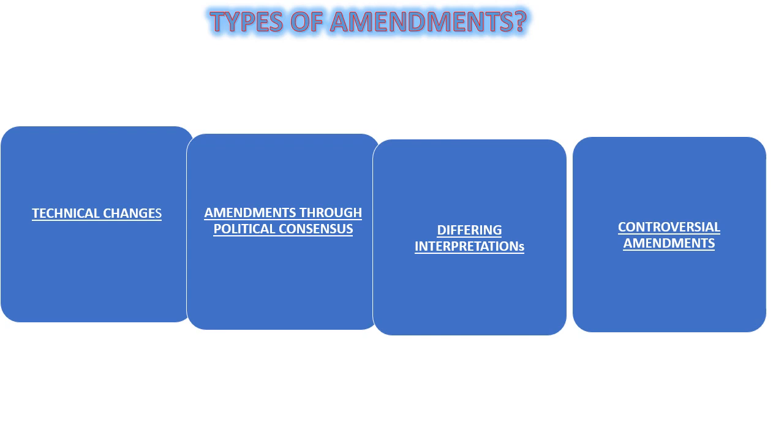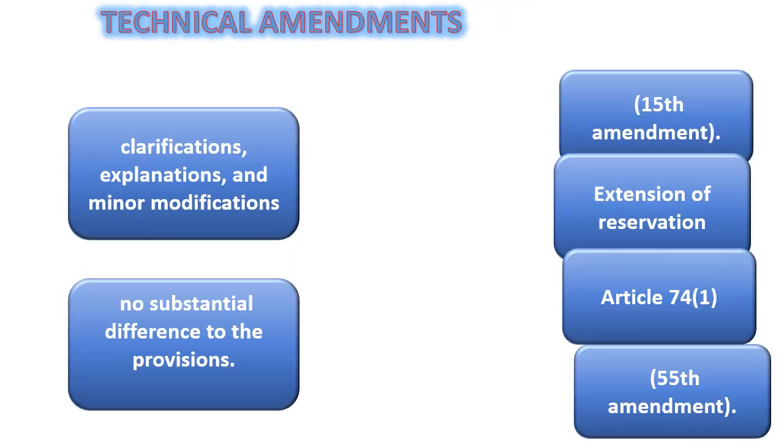Today's topic is types of amendments. We have made so many amendments since the time the founding fathers passed the Constitution for India. And if we classify all those amendments made so far, we can place them into four categories. As you can see on your screen, these are the four categories, and we will be studying in detail one by one. To start with, the first category is technical amendments.